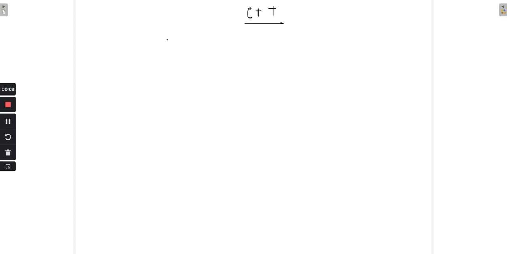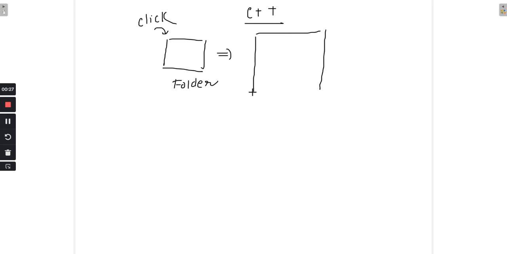So let's start by taking a simple example. Suppose that we want to see in a folder what are its contents. What we do, we click it, and corresponding to this event click, a big window comes up, correct? And whatever content is kept inside it, we are able to see it, right?